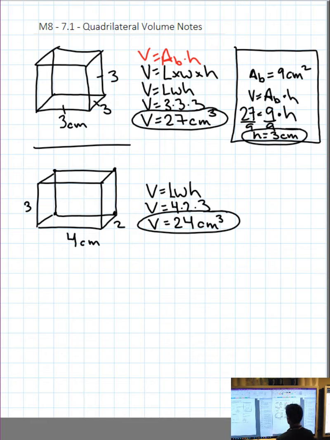Much simpler than surface area. Volume, area of the base times height. Area of the base times height. Remember, that has to be a prism. Okay, let's now take a look at some more complicated shapes.